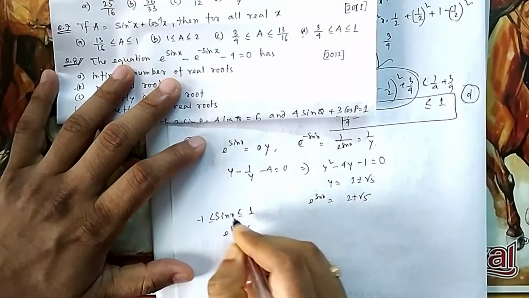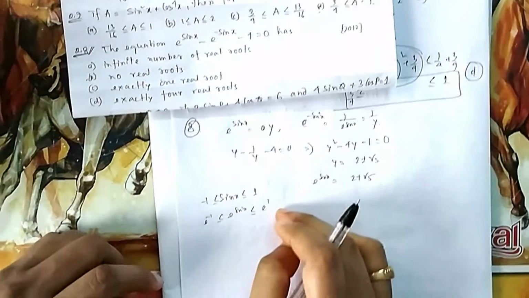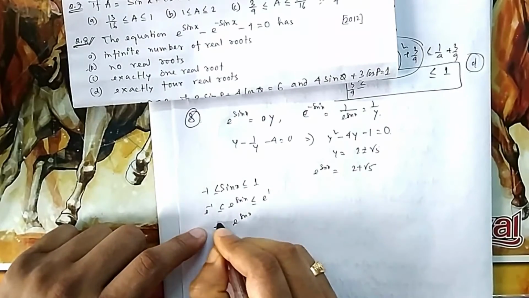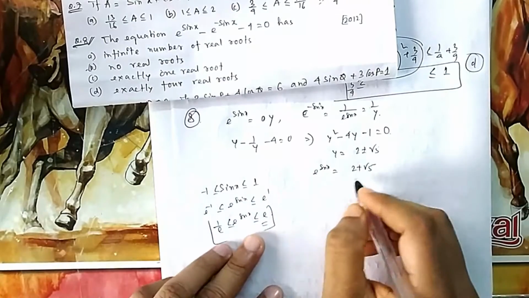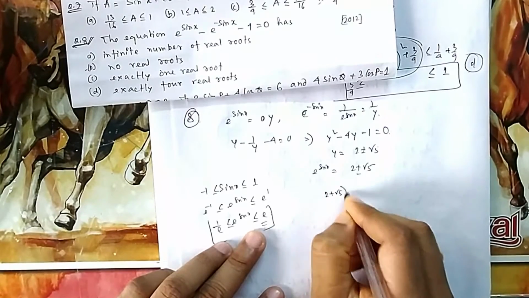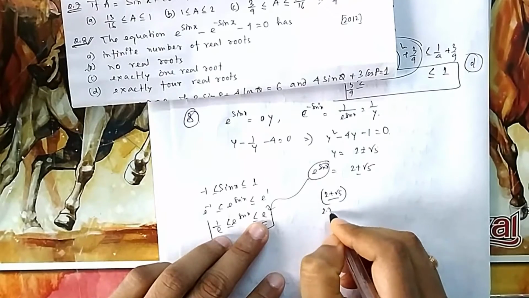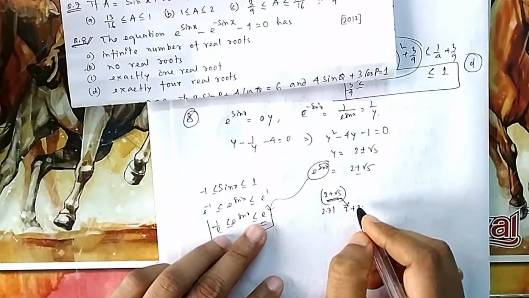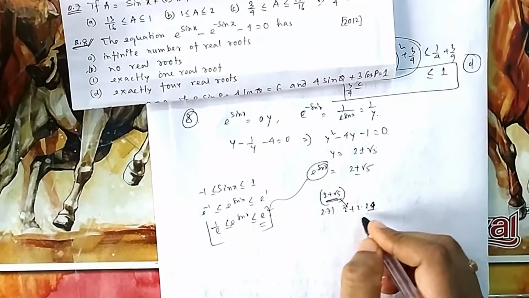If I take e as the base everywhere, e to the power sin x will lie between 1 by e and e. Now you know the value of e. If I consider 2 plus root 5, e to the power sin x has maximum value e, which is 2.71. But here it will be 2 plus root 5, and root 5 is around 2.24, or 2.236 around this much. So it will be 4 point something.